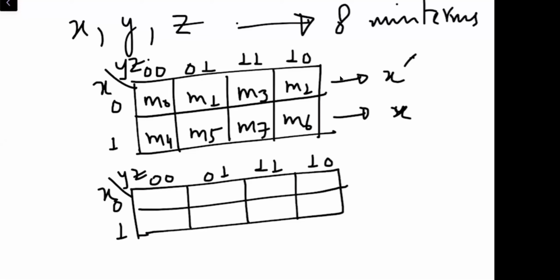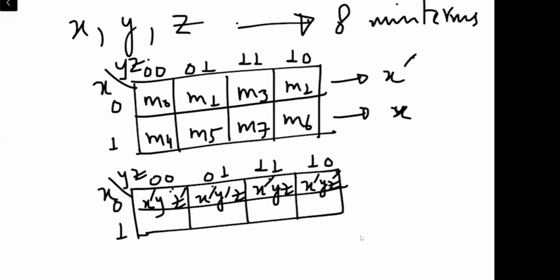So the first box, which was being represented m of 0, it is over here x complement, y complement, and z complement. Then we have m of 1. M of 1 is represented as x complement, y complement, and z, right? Then we have 0, 1, 1, which is represented as x complement, y, and z, right? And then we have 0, 1, 0, which is x complement, y, and z complement, right?